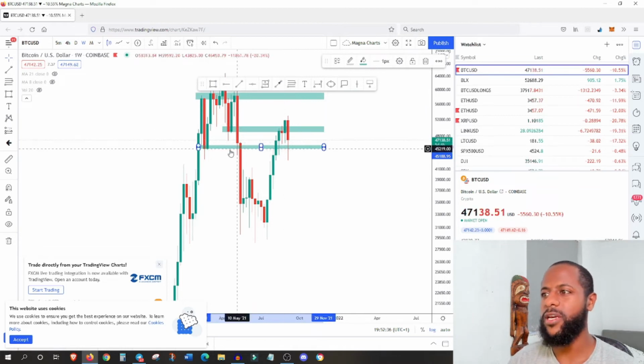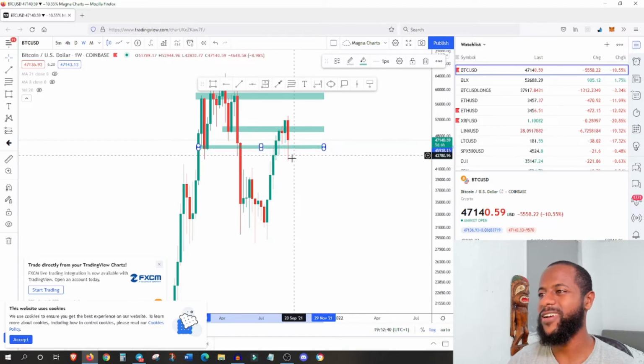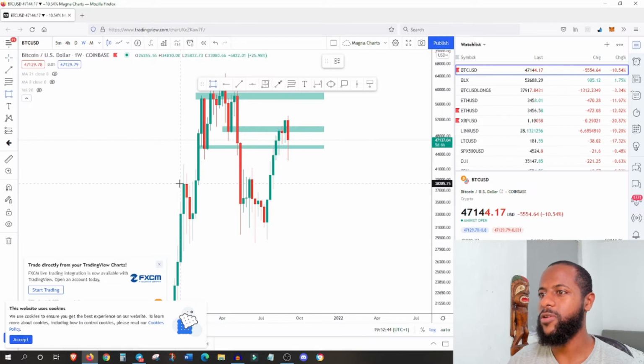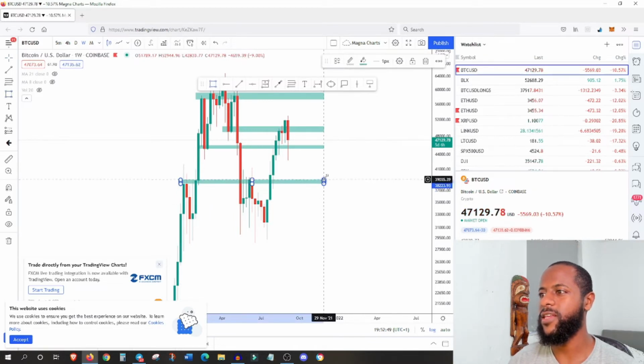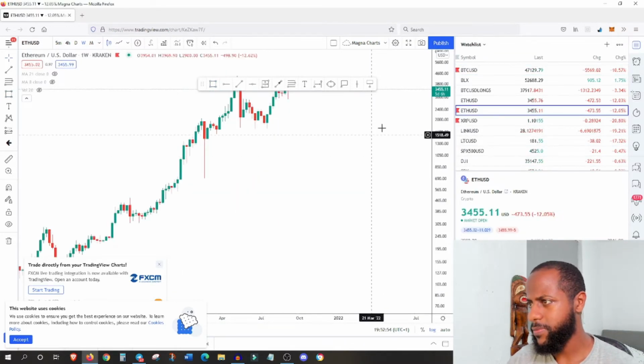So at the moment it's stuck in between these two areas. If it drops below 45 and closes, then it opens up the floor to drop down to previous key levels of 38,000. So that's Bitcoin. Now Ethereum.